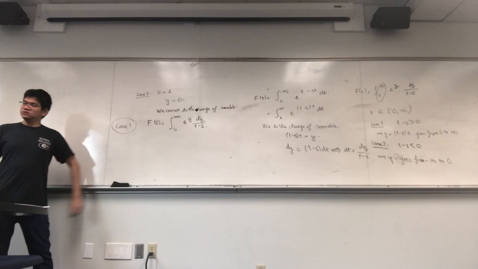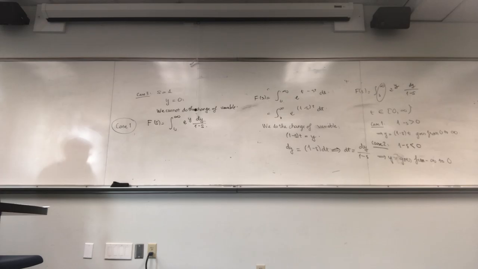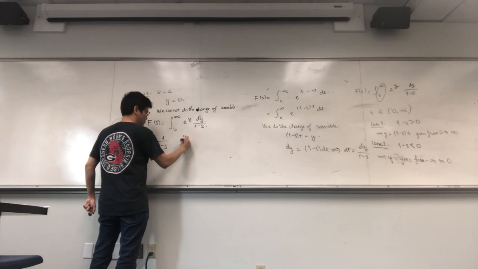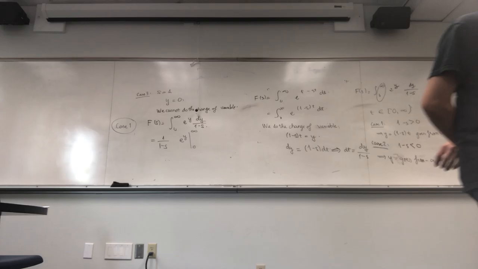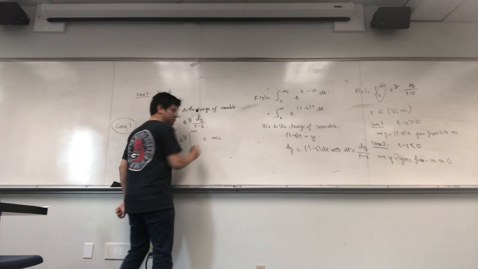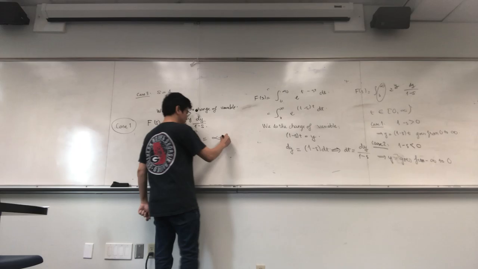All right? So what is the antiderivative of e to the y? The antiderivative of this guy is e to the y, right? E to the y, and you take the difference between 0 and infinity. So what is the value of this guy? E to the infinity will be infinity, so the answer is infinity. So this gives you infinity. In this case, you don't have the Laplace transform, right? Because this value is infinity.